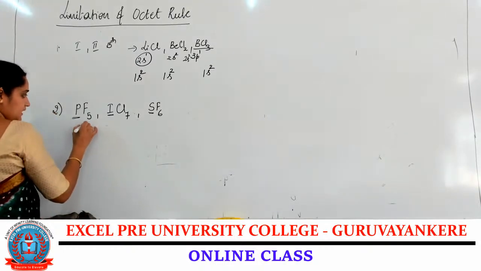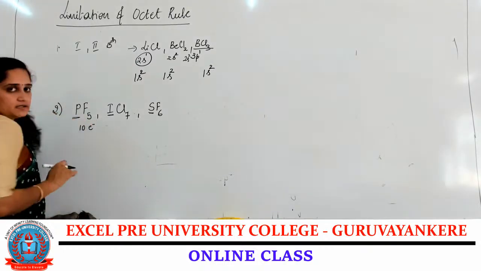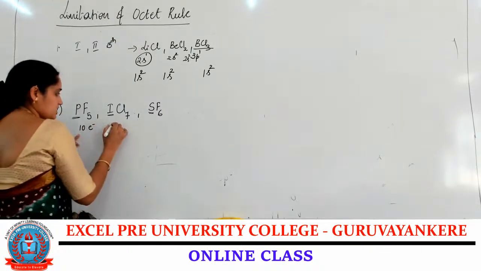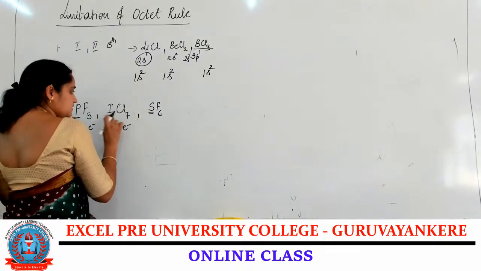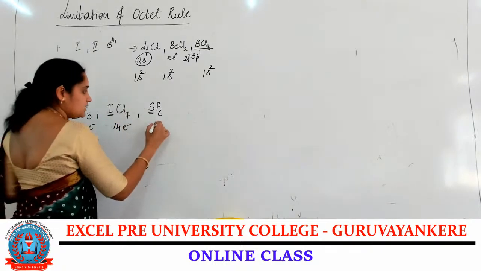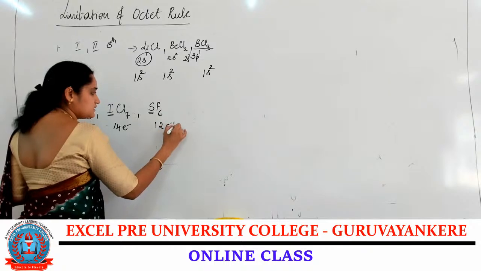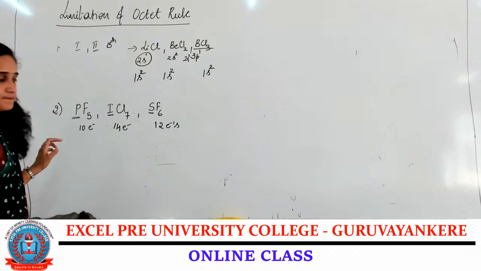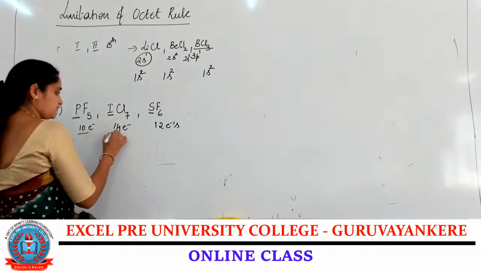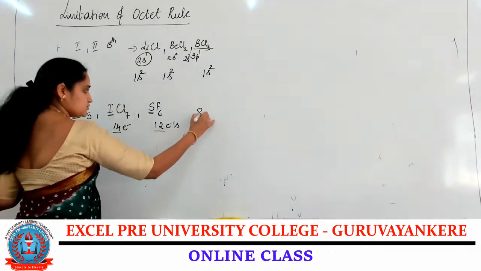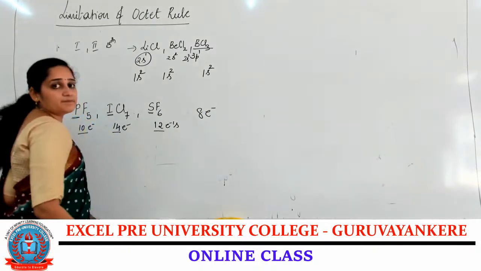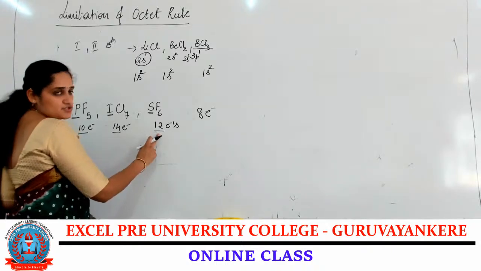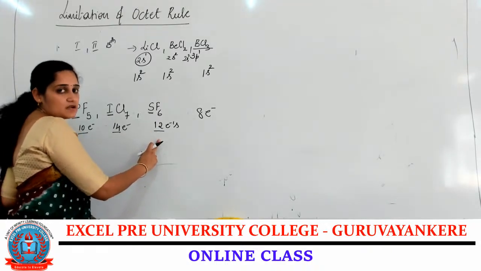Totally 10 electrons will be present around the atom, instead of 8. Here 14 electrons are present around the iodine atom. Here 12 electrons are present around the sulfur atom while forming SF6. So here 10 electrons, 14 electrons and 12 electrons. Actually how much should be there? Only 8 electrons should be there. Instead of that, more than that number of electrons will be present. So it breaks the octet.